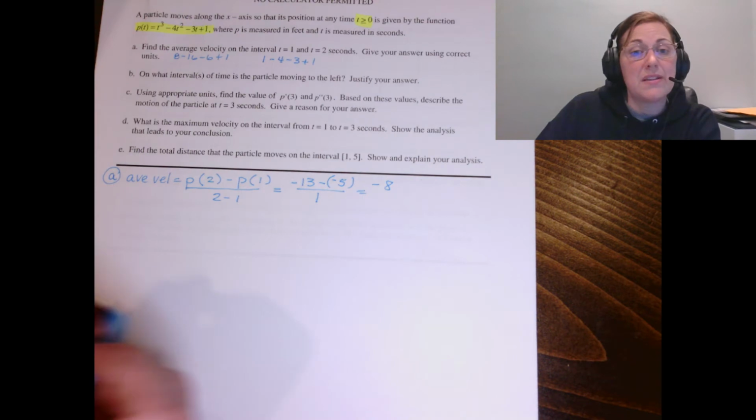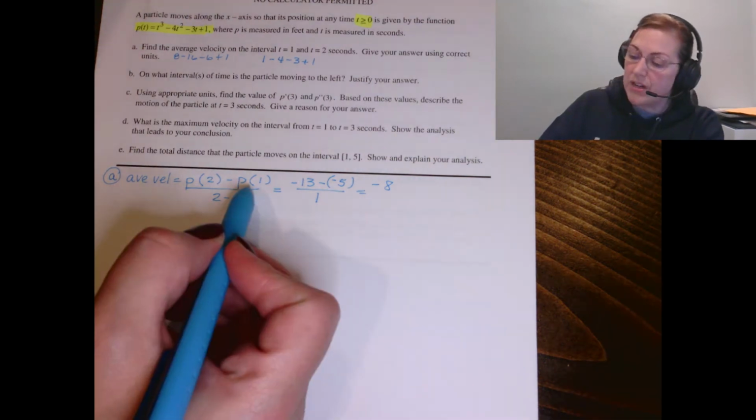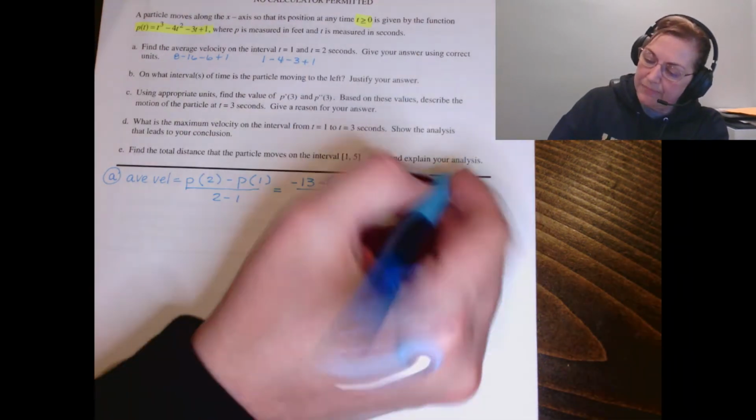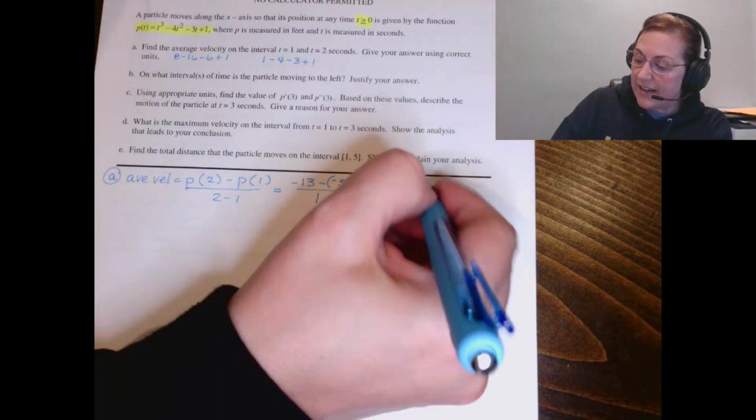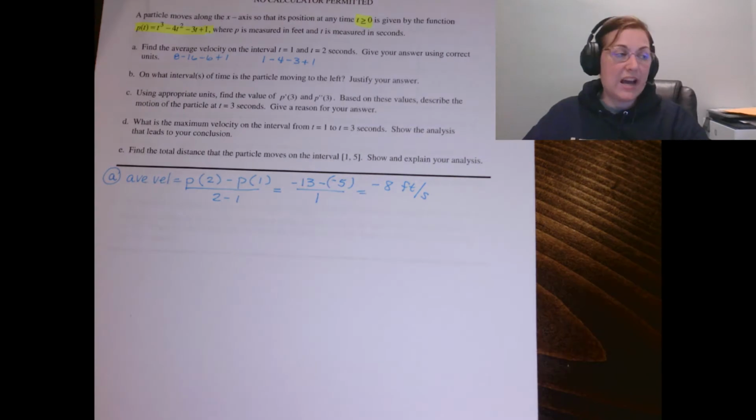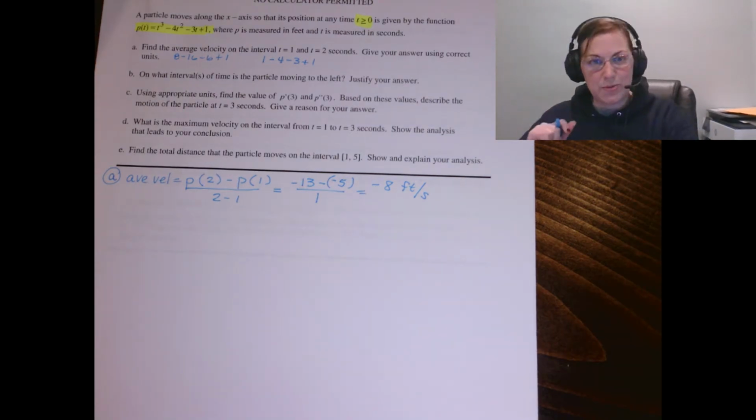Now I've got to use the correct units. So the positions were on top. That is in feet. And the time is on the bottom, and that is in seconds. And that's how we calculate the average velocity. We're doing it the slope algebra way.